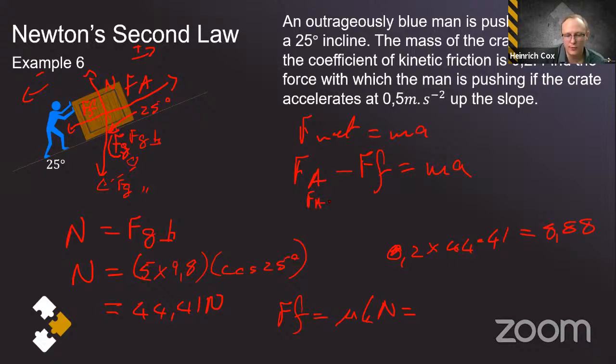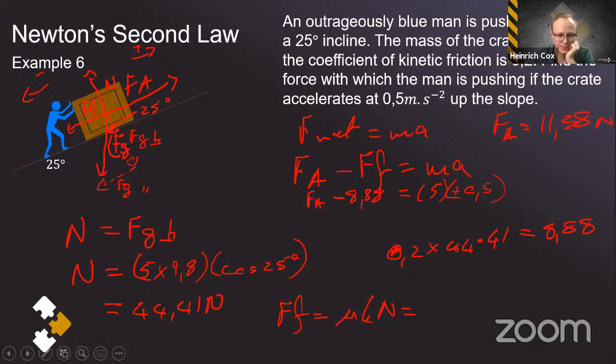So here the applied force minus that frictional force of 8.88 is equal to ma. The mass we know is going to be the same 5 kilograms it was earlier, and then the acceleration we know is 0.5. So note here, the acceleration we know is in the positive direction. So we are taking that into account. We are making that positive, and that then means that this Fa is going to be the 5 times 0.5 plus the 8.88, and then we get 11.38 newtons. Okay, so that then has to be the applied force with which this outrageously blue man is pushing this thing up the slope.